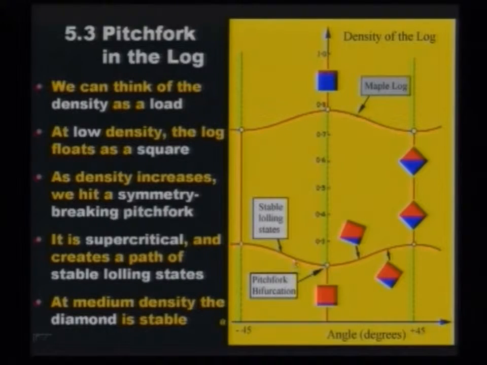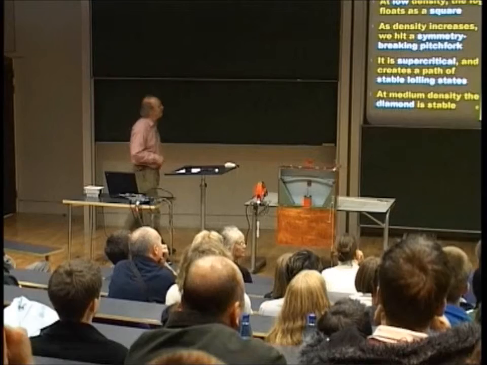And it's a supercritical pitchfork bifurcation, and it gradually rolls over to 45 degrees, and then there's another pitchfork bifurcation. And then for a while it stays as a diamond, and then there's another pitchfork bifurcation, it gradually rolls back again, and then it goes up as a square again. And maple happens to be there. So it's gone through a symmetry-breaking pitchfork bifurcation, and it's now floating at 15 degrees.